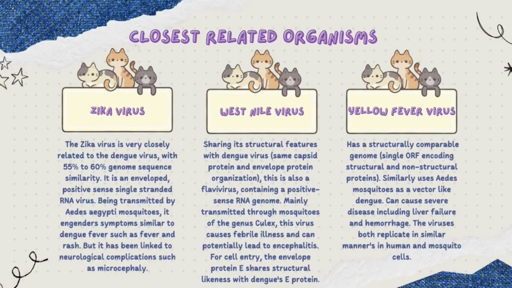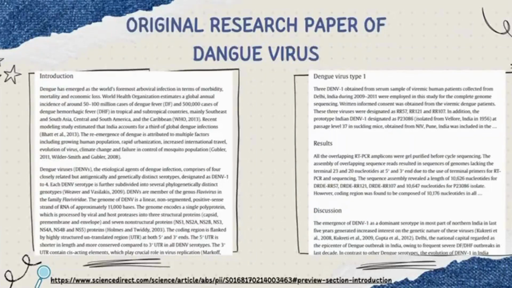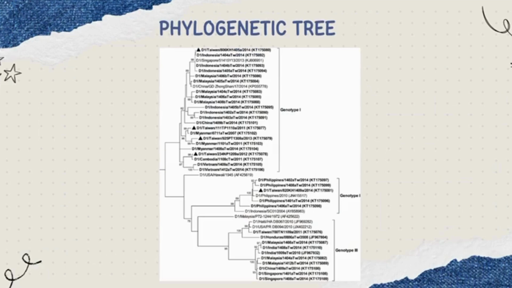These are the closest related organisms to dengue virus: Zika virus, West Nile virus, and yellow fever virus. Now we take a look at the original research paper of the dengue virus. This is the phylogenetic tree of dengue virus that was prompted by MEGA software.